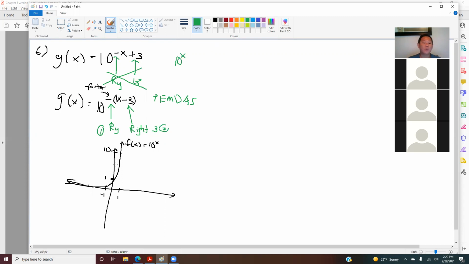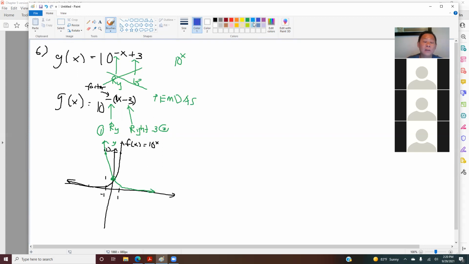What happens when you reflect this graph on the y-axis? Reflecting on the y-axis means left-right interchange. So this used to be at (1, 10), it will become (-1, 10). Now this one stays the same because this is (0, 1). When you flip it, it's still going to be (0, 1) because you do not change it. But this will go to this side. It'll be (-1, 0.1). So this green line that I draw here is your reflection on the y-axis.